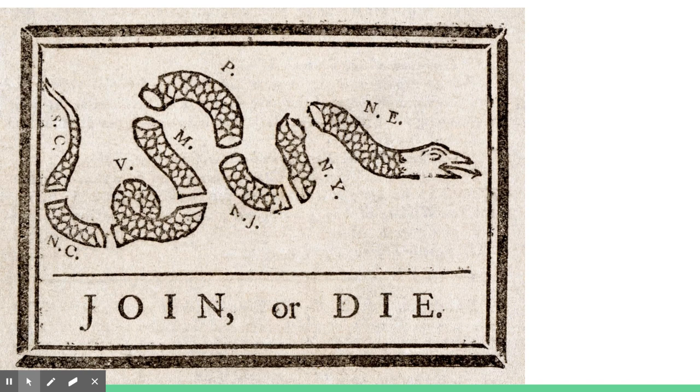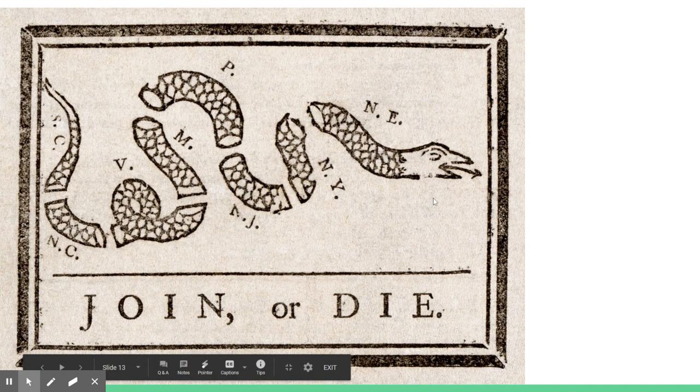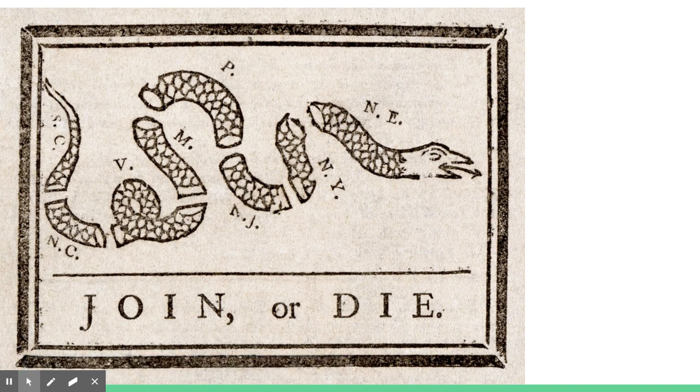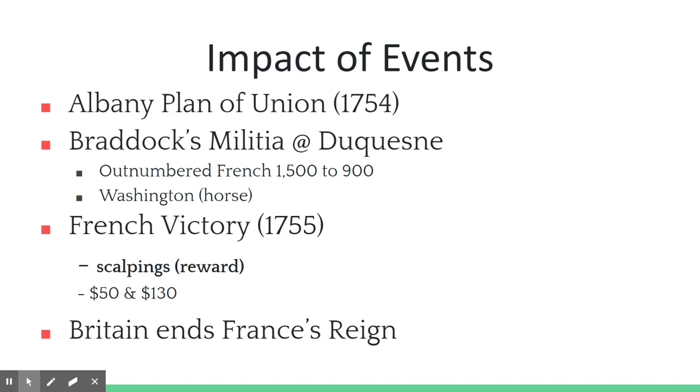This flag is something we've looked at a few times. It's the Albany Plan of Union flag, and you can see the idea of a snake, a splintered snake, or a severed snake, signifying the different colonies, and that if we don't join together, if we don't combine together, then obviously the snake will die. And it was actually created by Benjamin Franklin.